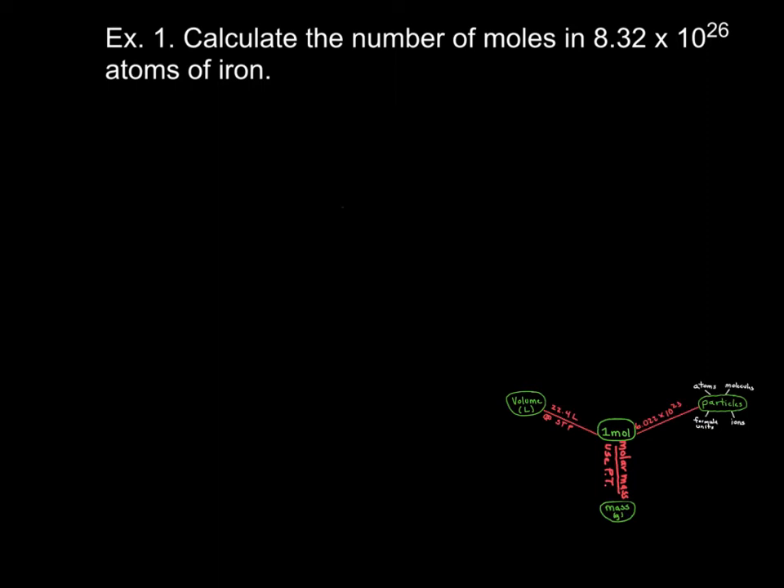In the last slide, I asked you to copy down the mole map. I have another picture of it here at the bottom right-hand corner for our use in this example. If you did not copy this down, please copy it down now. For our first example, we're going to look at how we calculate the number of moles that are in 8.32 times 10 to the 26 atoms of iron. Atoms here tells us that we are going to be looking for a way to get to particles. Please stop the video and copy down this example.